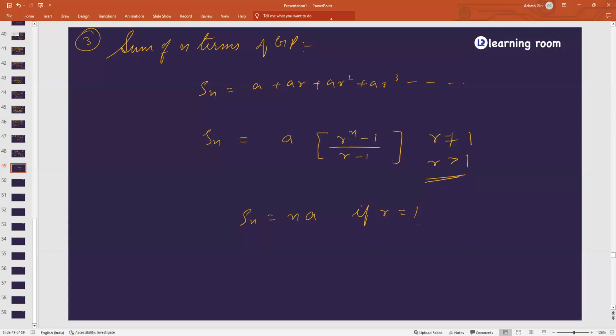This is the sum for finite terms, if you know the number of terms. There is a condition also for infinite terms.